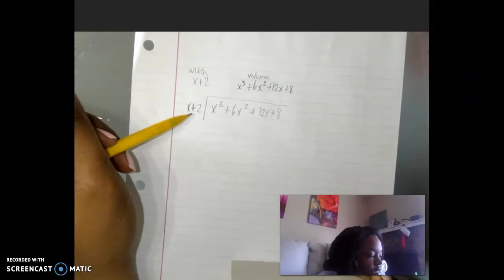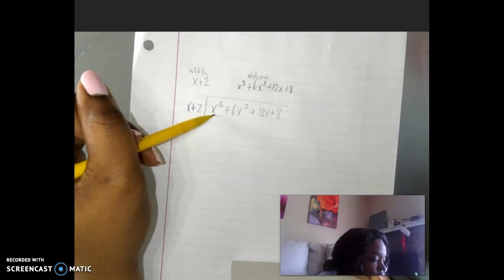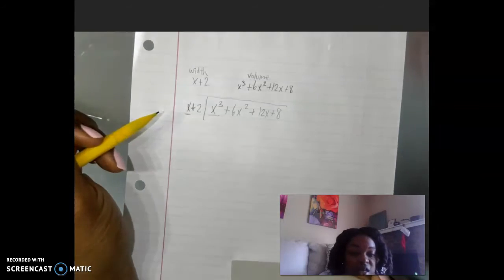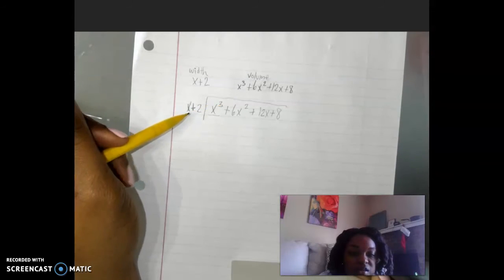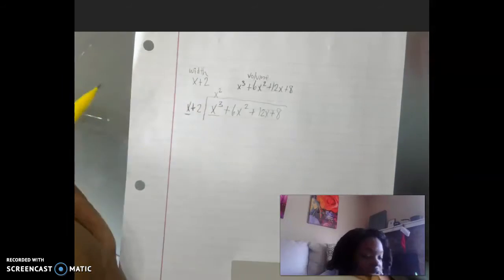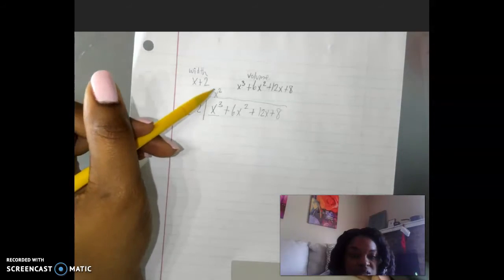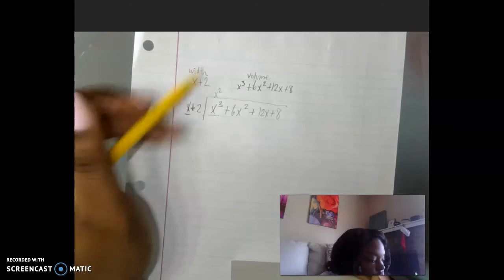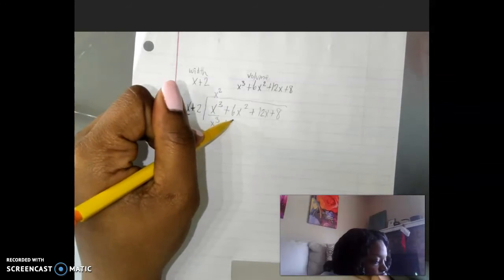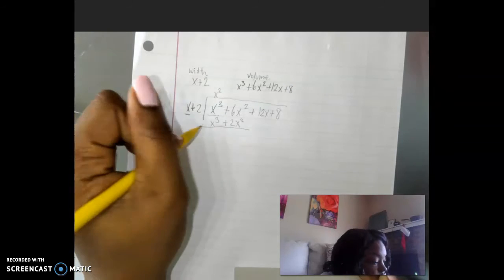Remember, we divide first. We'll take the first term under our little house and divide by the first term outside. So x cubed divided by x. Remember, we subtract the exponent. That'll give us x squared. Then we multiply and distribute this term on top to both terms here. So x squared times x is x cubed. x squared times 2 is 2x squared. Then we're going to subtract.